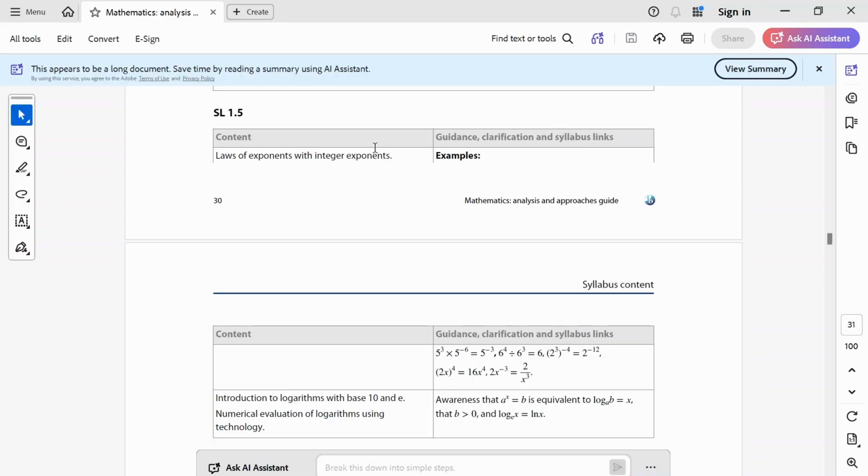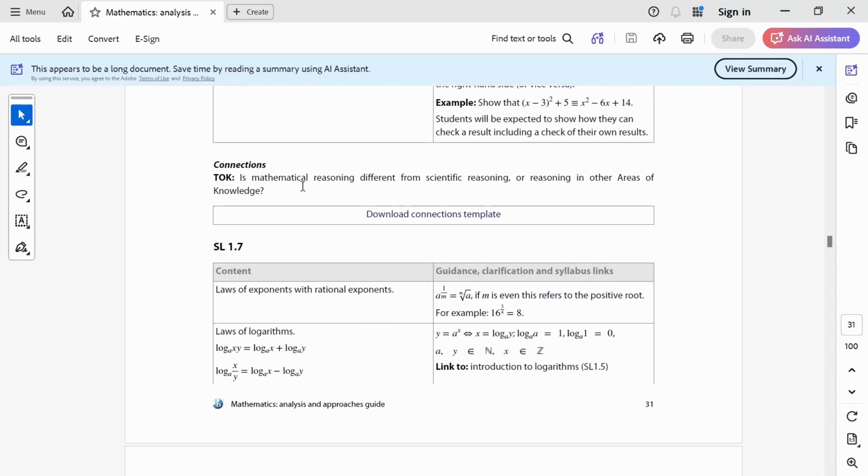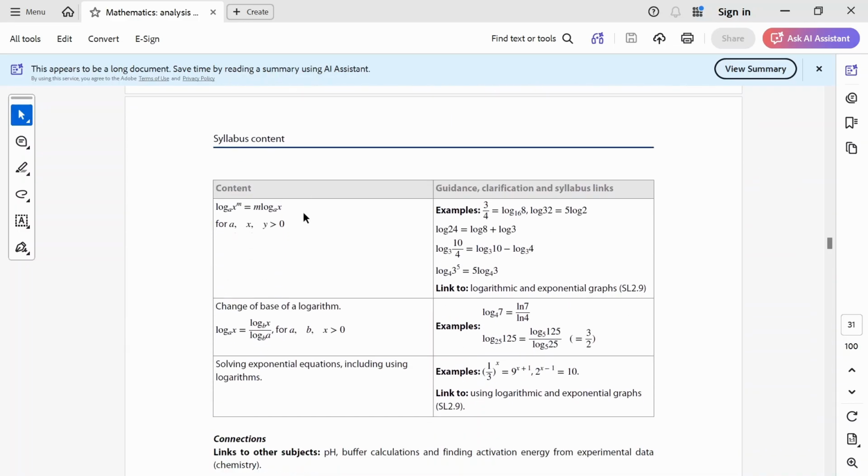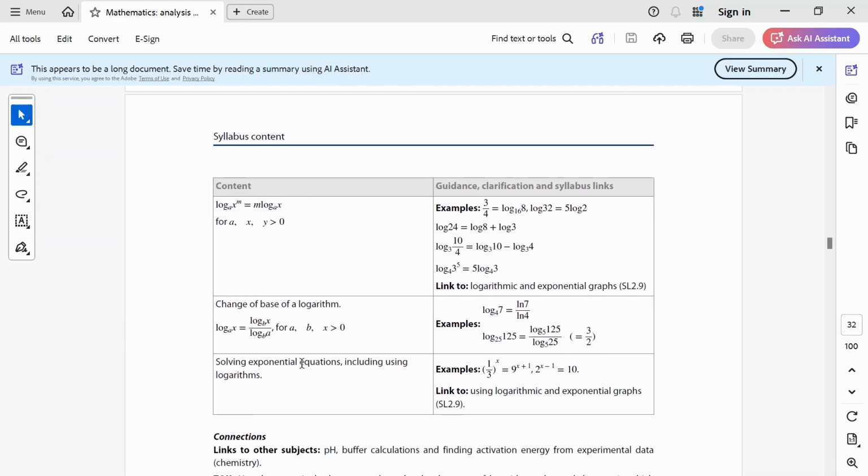logarithms. Now, if you open the IB AA math guide, you will see that the laws of exponents are covered in SL 1.5 as well as SL 1.7, which also includes the laws of logarithms, the change of base of logarithms, and solving exponential equations, including using logarithms. Now, in this first video, we will cover everything you need to know about exponents and also learn how we can simplify an expression that involves exponents.